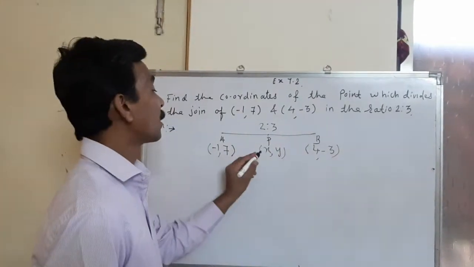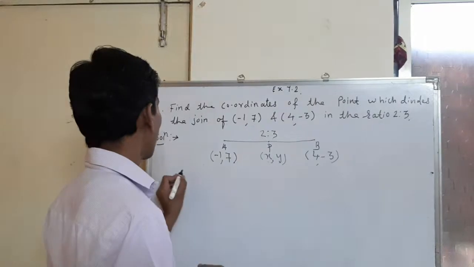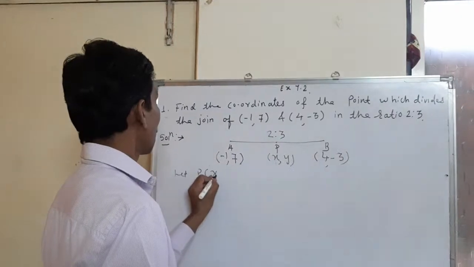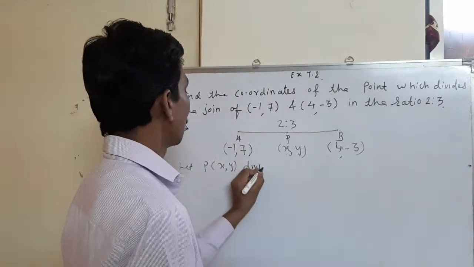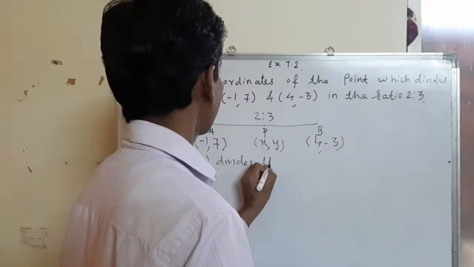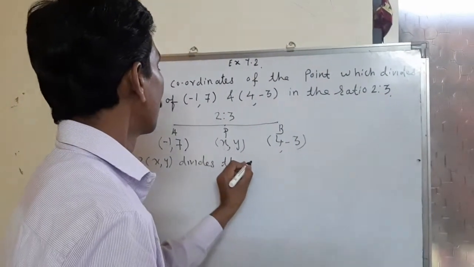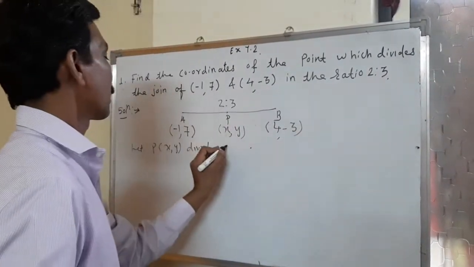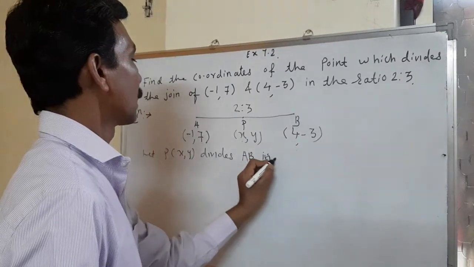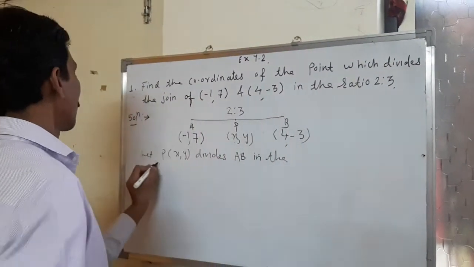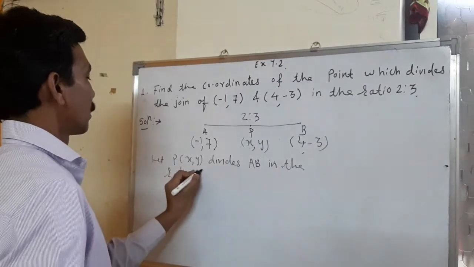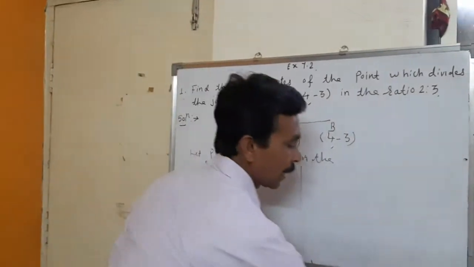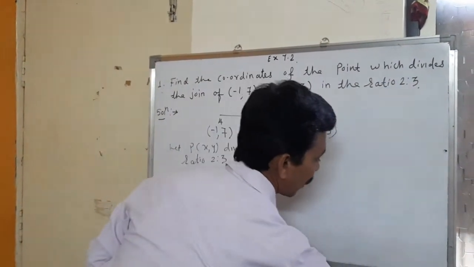Now I will find the x coordinate using the section formula. But before that I will write the statement. Let P(x, y) divide AB in the ratio 2:3. And now I will find first the x coordinate and then the y coordinate.